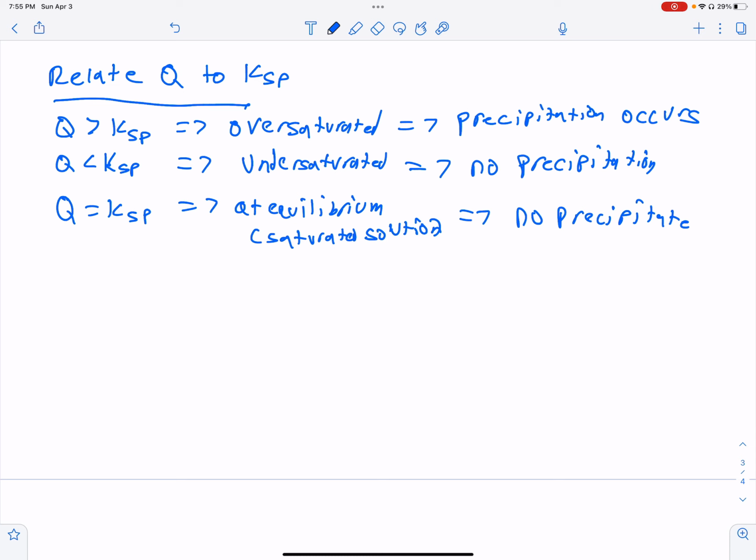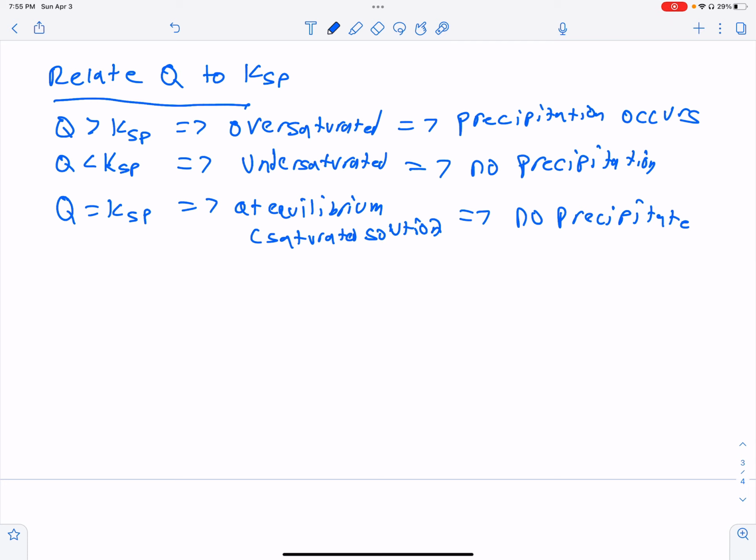So why is this useful? Why do we care about any of this? Well, we care because we can determine if precipitation will occur given KSP and given Q. So this is just more of an application of KSP. So let me show you an example of this.